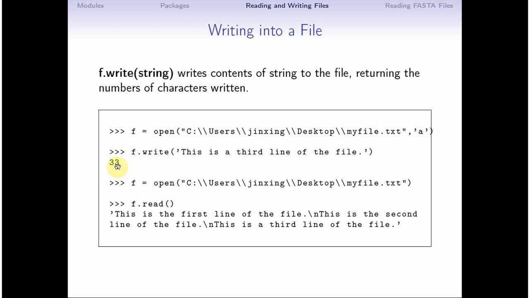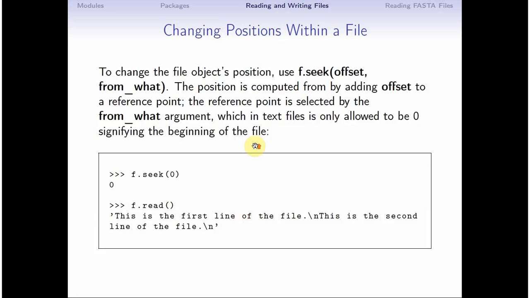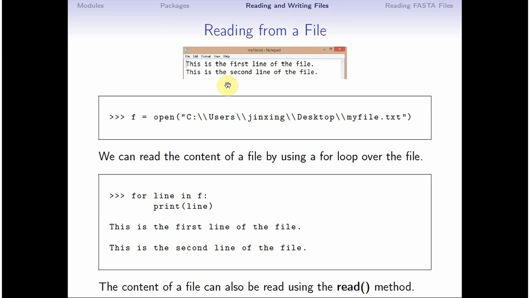So what will it return? It returns the number of characters you have keyed in. Then after you open again and read, this is what you have. If you look at your file itself, you double click on it, you will see that instead of just these two lines, you will have another line.